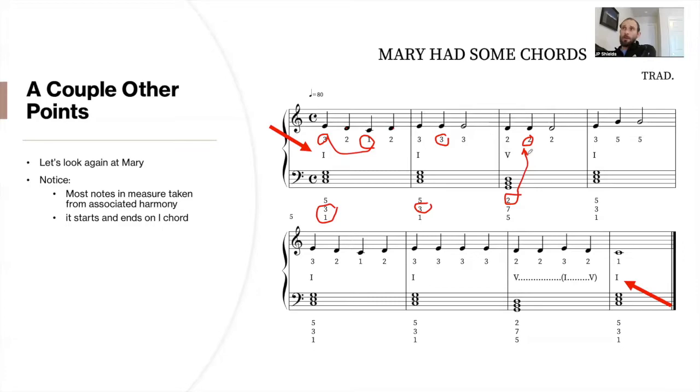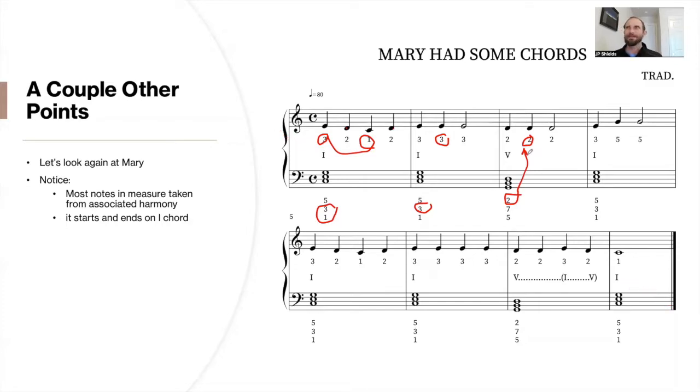We can see this here. You've got the beginning and end. This starting and ending on the 1 chord creates and establishes the key. It's a general rule. Rules are sometimes made to be broken, but not at this stage. We're just trying to get into it.